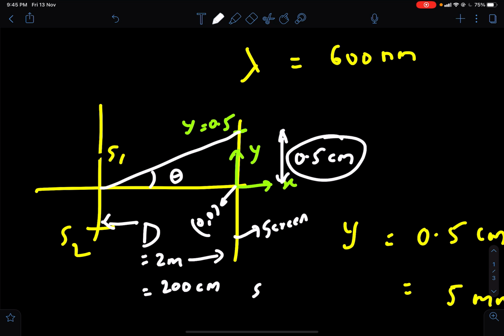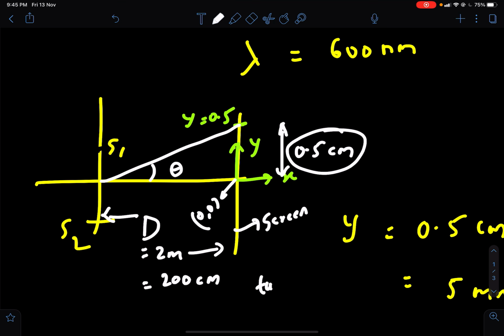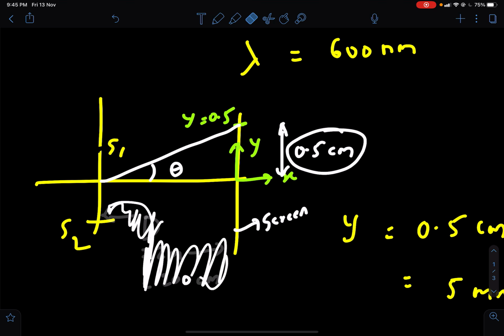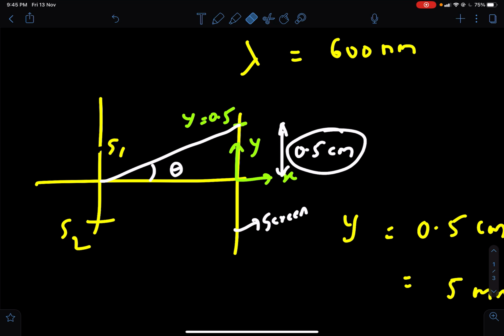So what is sin theta? Oh sorry, tan theta. So tan theta will be equal to how much? Tan theta is equal to perpendicular divided by base. So it is very small. So theta is very small. So we will use sin theta equal to tan theta. That is the approximation. Now, how do we find out the intensity? To find out the intensity, we have to find out the path difference and thus the phase difference at that point, which is at a y value of 0.5 centimeter.